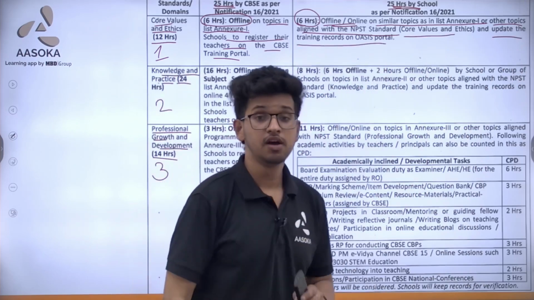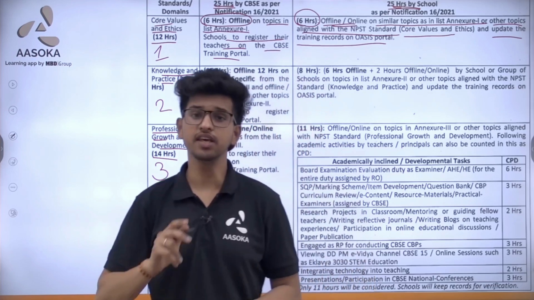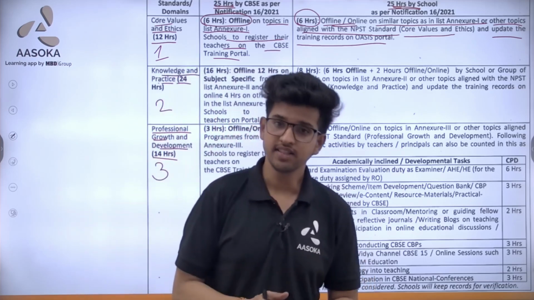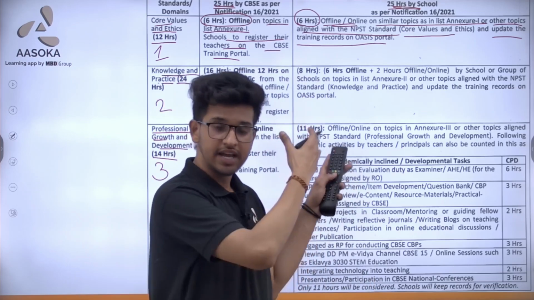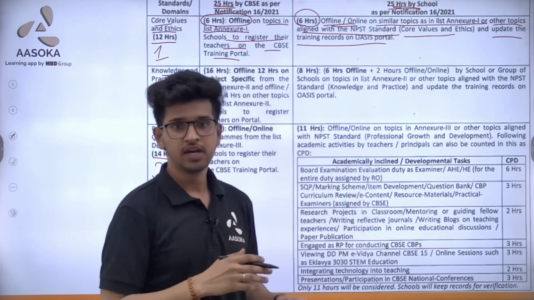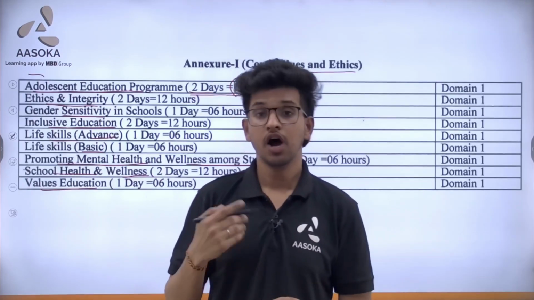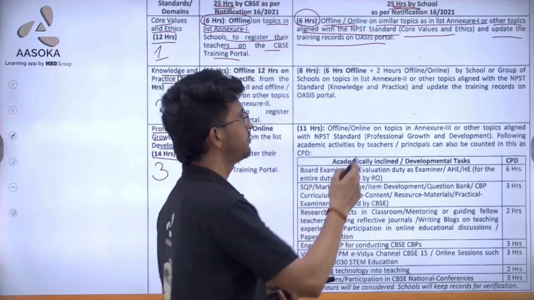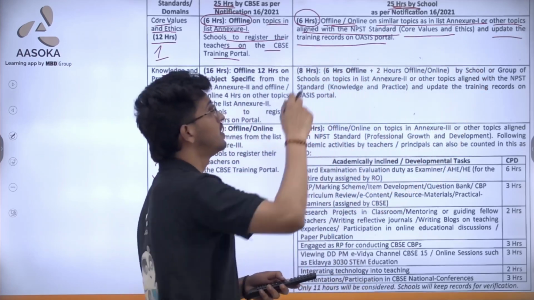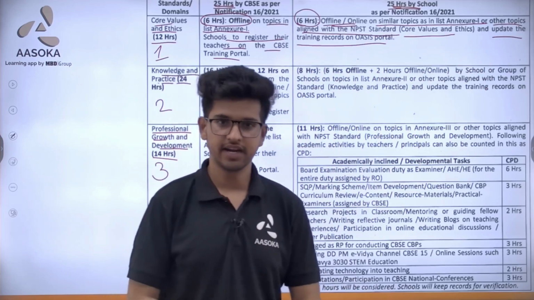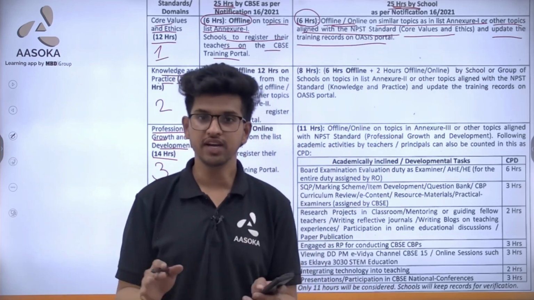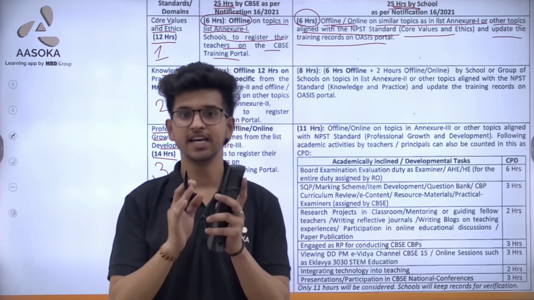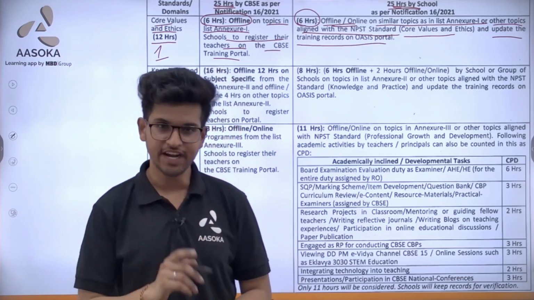So in this, what you have to do is, you either go for the topics that are given in annexure 1, which I showed you just prior to this as well, or you can choose some different topics that are aligned with NPST guidelines. So I hope we are clear with this. Great. Now let's continue with the second domain.